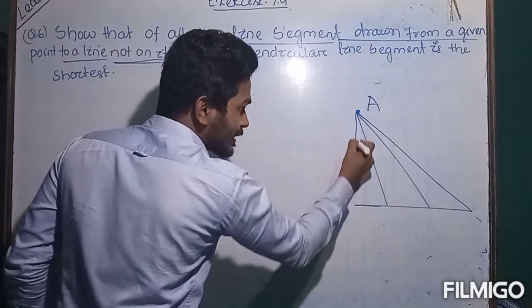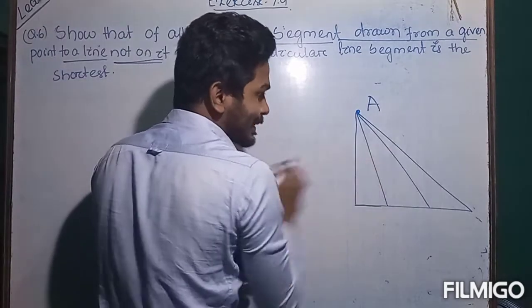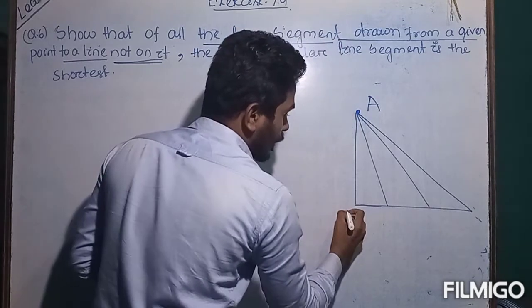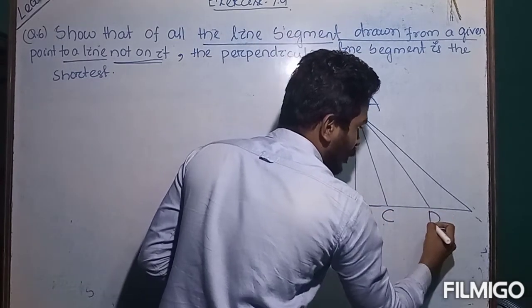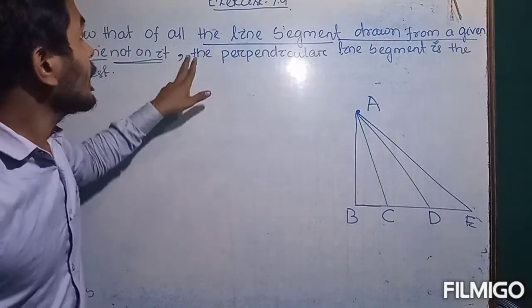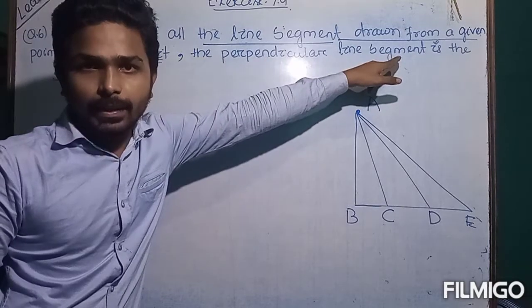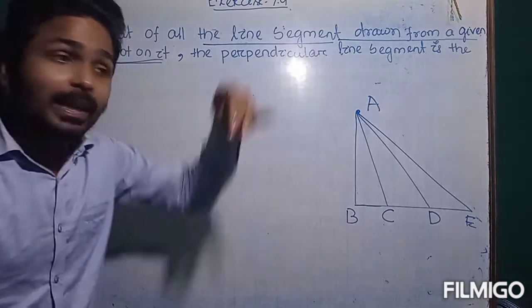And let's say this is another line segment. Okay, so we have drawn 4 line segments. Let's say this is point B, this is point C, this is point D, this is point E. Okay, done. Now the perpendicular line segment. Out of the 4 line segments, you have to draw any one perpendicular line segment.